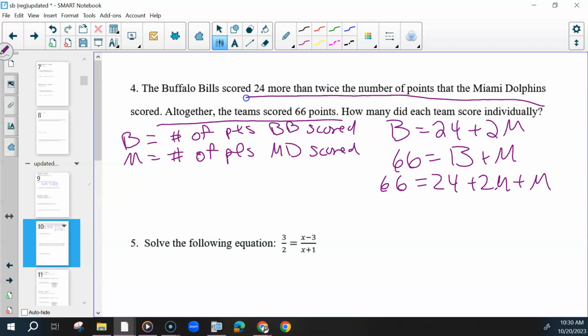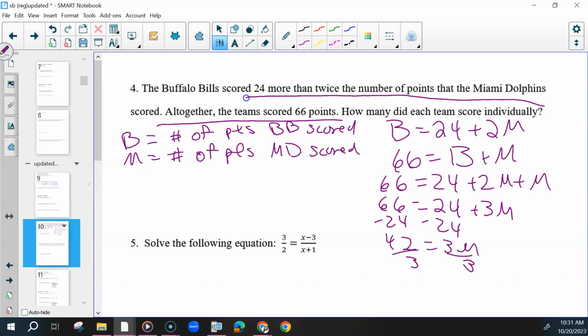24 plus 2M plus M. And then we would use this equation and solve. Subtract 24 so that we get 42 and divide. So the M is 14 points.